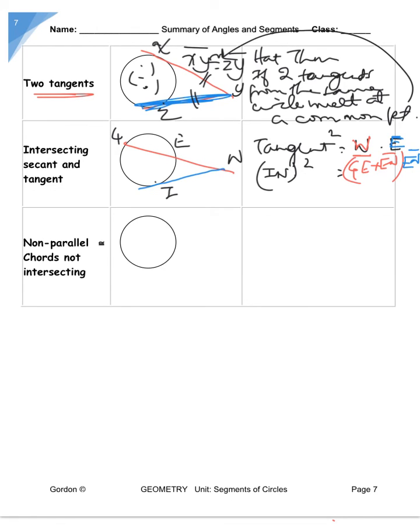Alright. Next we're going to talk about non-parallel chords, which we did already. We're going to just look at it again. So if I'm non-parallel and I'm like this, that means if I have congruent chords, then I intercept congruent arcs. So that means that this piece is congruent to this piece.